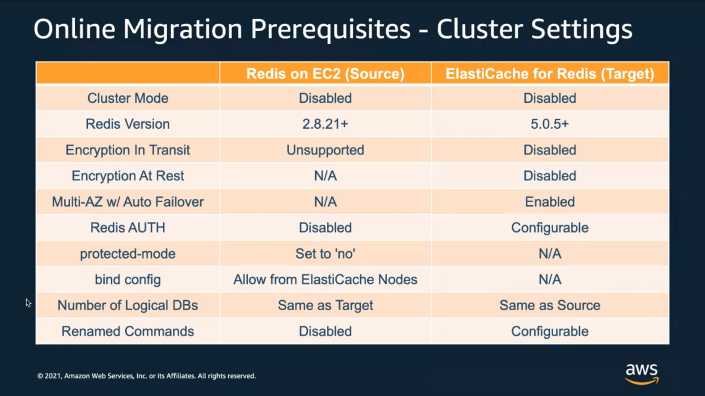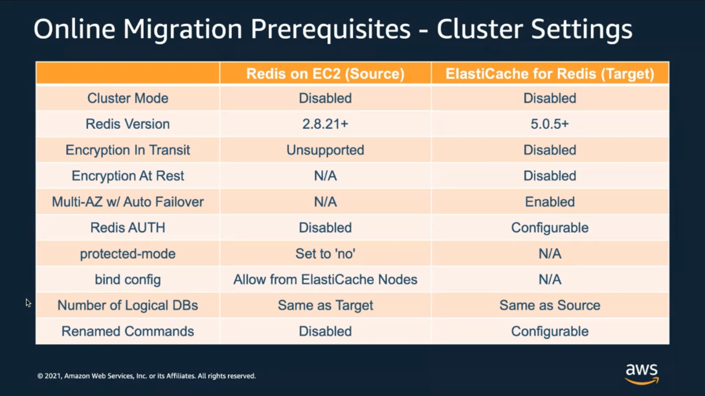The number of logical databases should be the same on the ElastiCache node as on your Redis on EC2 instance. This value is set using databases in the Redis config. Redis commands that perform data modification should not be renamed, to allow replication of the data to succeed.